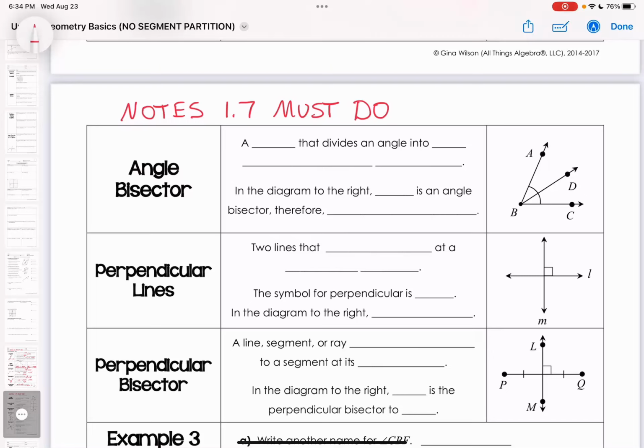So here we have rays again, but you see there's 3 of them. So a ray that divides an angle into 2 congruent angles is called an angle bisector.